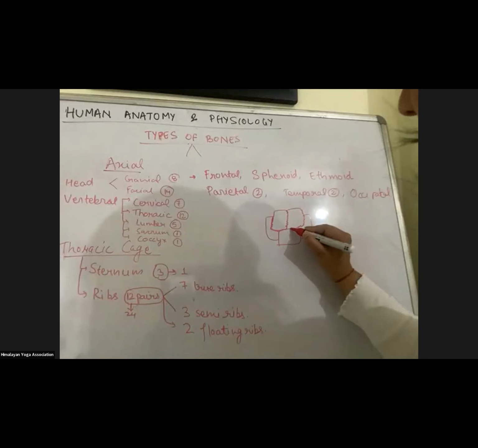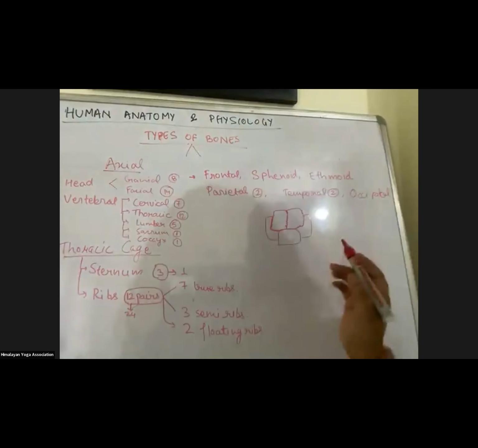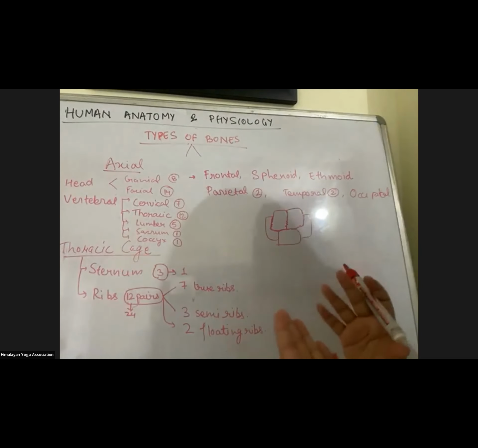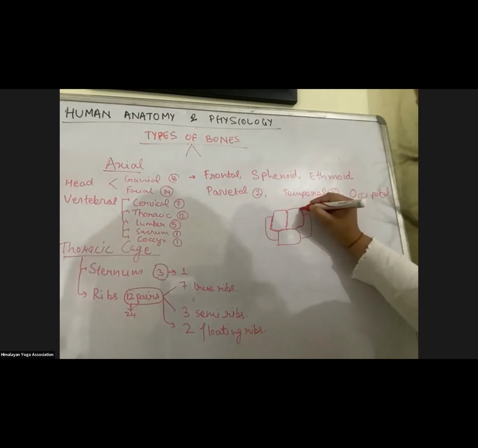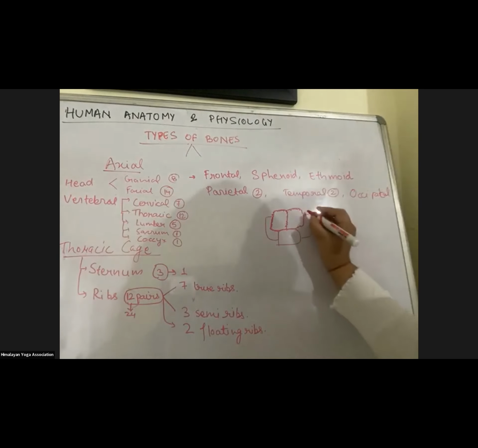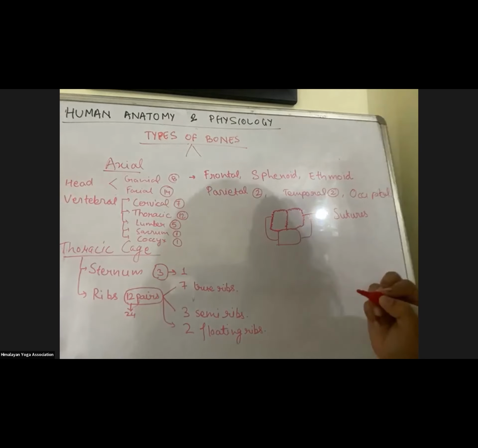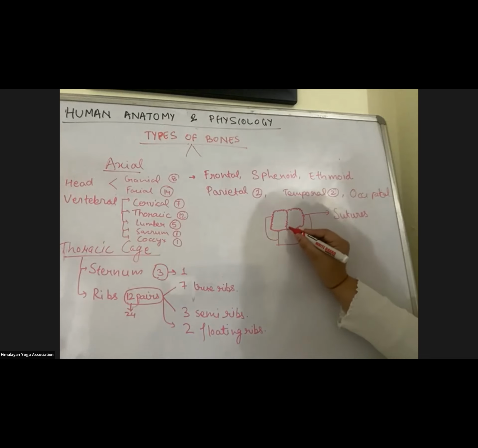But when a child is born, these joints are very, very feeble. They can break easily. That's why the head of a child is always taken care of. And these joints are called sutures.